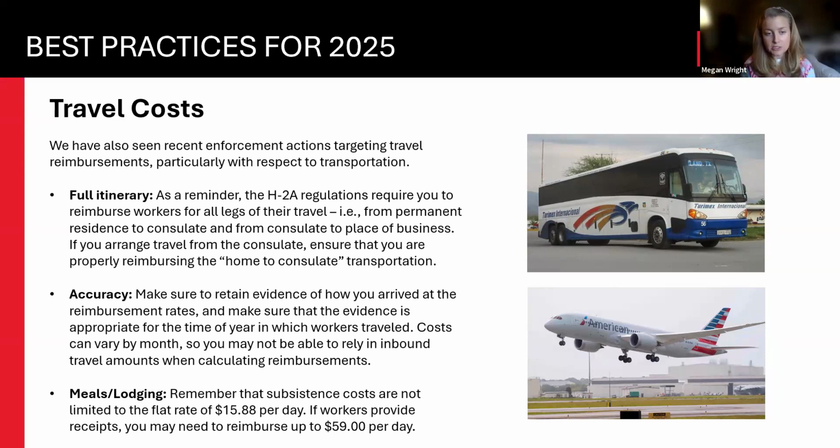For example, the last piece there, for meals and lodging, you do have the minimum flat rate of $15.88 a day. But if you happen to have some enterprising workers, if they keep some receipts, you actually can, or have to, reimburse up to $59 a day if they have those receipts on hand. So again, really making sure that we're leaving no stone unturned there in terms of accuracy. But something that your agent should absolutely help you with, or provide you with, is an individualized spreadsheet per worker.